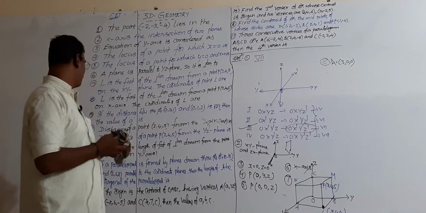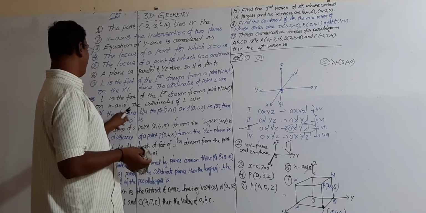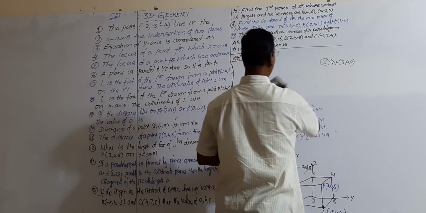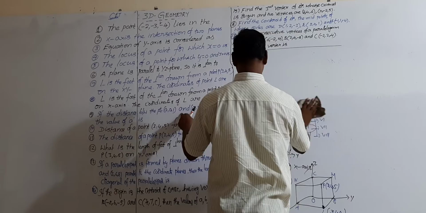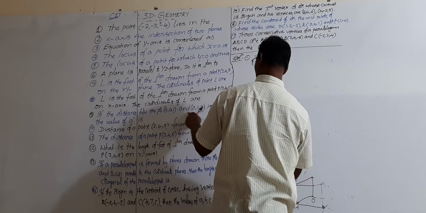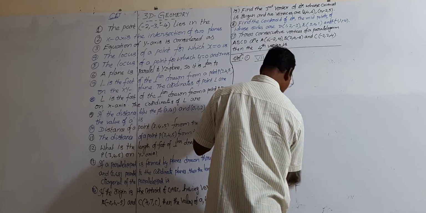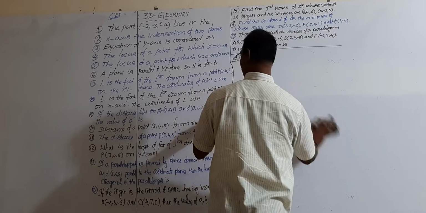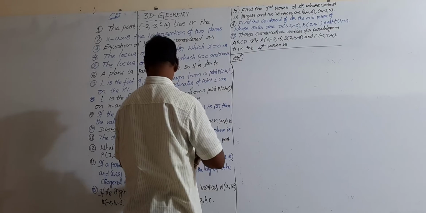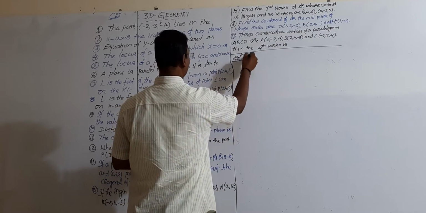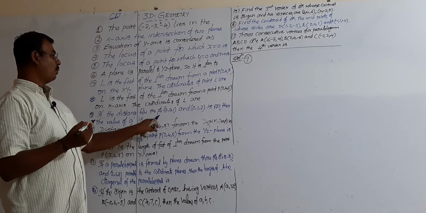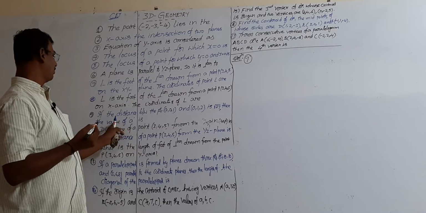What is question number 9? Read carefully. If the distance between the points A(a, 0, 1) and B(0, 1, 2) is square root of 27, then what is the value of a? That is question number 9. The distance between the 2 points is root 27. Then what is the value of a?